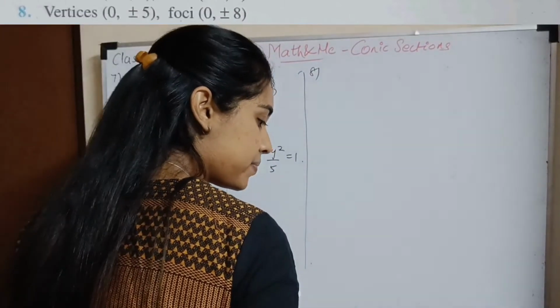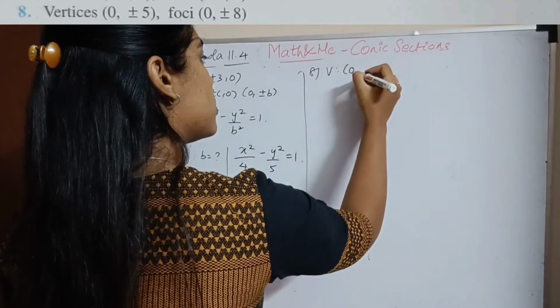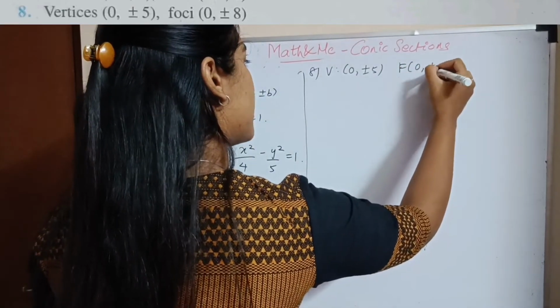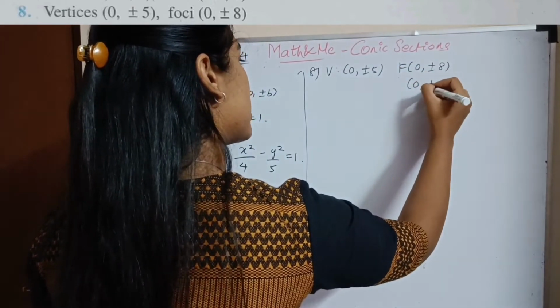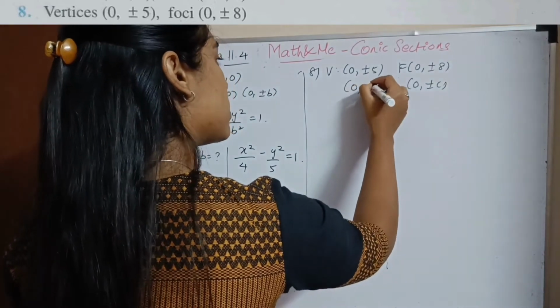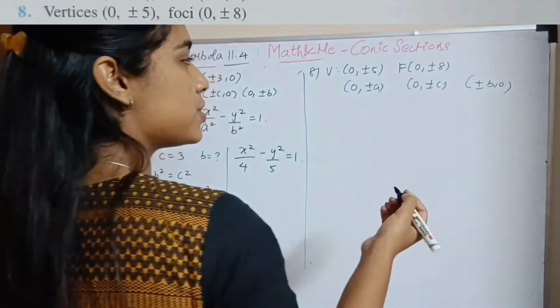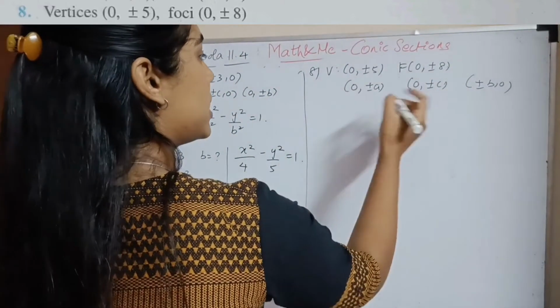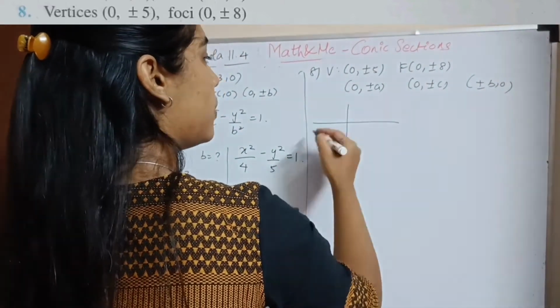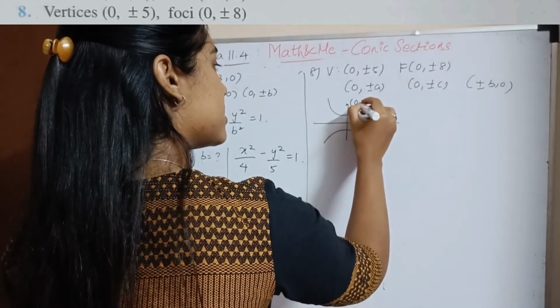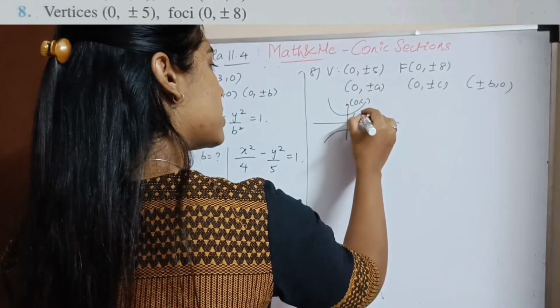Question number 8. Vertex at 0, plus or minus 5 and foci at 0, plus or minus 8. How is this? 0, plus or minus c. So this should be 0, plus or minus a. What is the other point? Plus or minus b, 0, which doesn't concern us here. So if it is like this, your a is along the y-axis. So this is how your hyperbola looks like. Your point c lies here. So 0, c and this is 0, a.